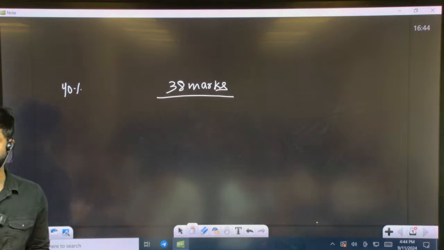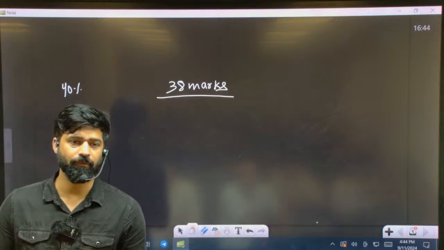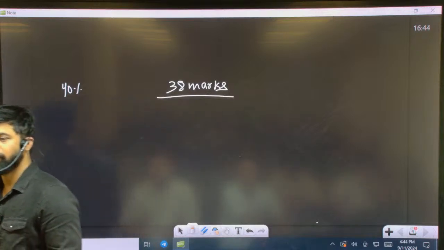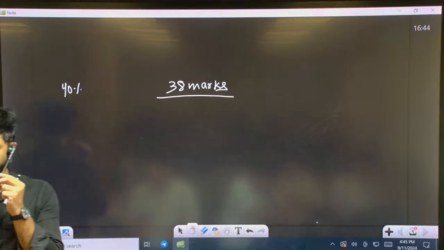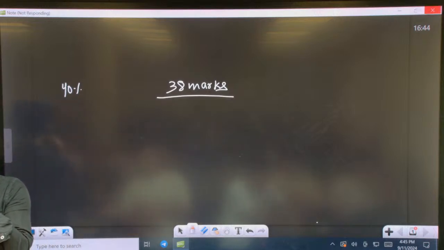Make a star on it. This is one of the favorites of the examiner. He can ask. Okay, let's try to understand the concept. Just leave your copy and pen and stay relaxed for some time. Just try to understand the concept only.